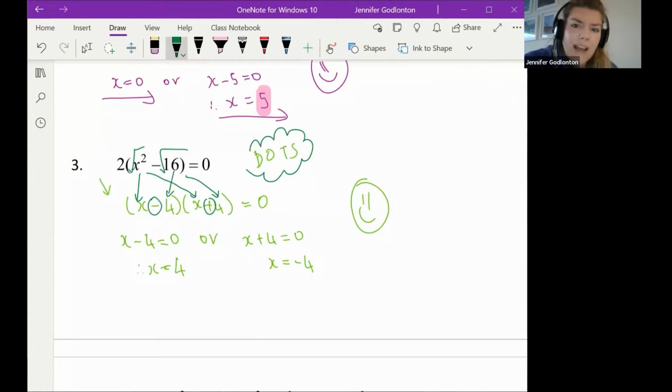And if you're new, and so you haven't heard the word dots coming from anyone before, that's just our fun way of saying difference of 2 squares. So you might have learned that from factorization in class.